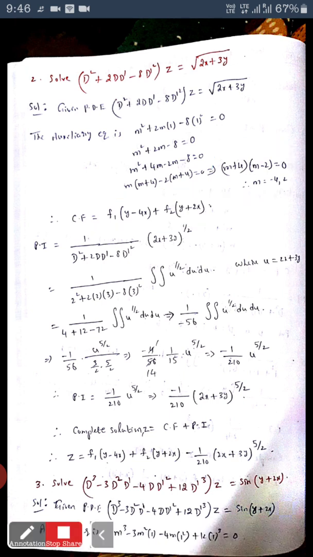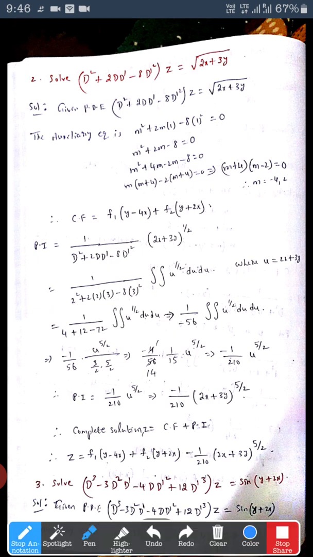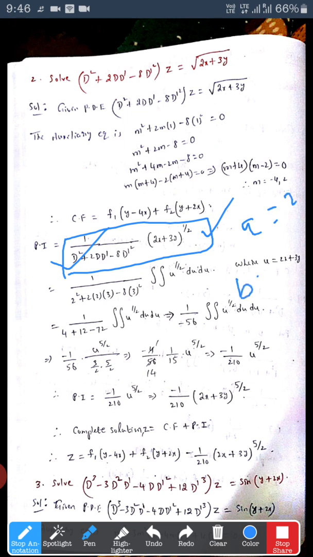So for finding the PI, 1 by f of d comma d dash, this is the general formula. I am writing, instead of square root, the power of 1 by 2. Here also the function is of second degree. Therefore, here a is equal to 2, b is equal to 3. Therefore, in the denominator, in place of d, we are writing 2 and d dash 3.